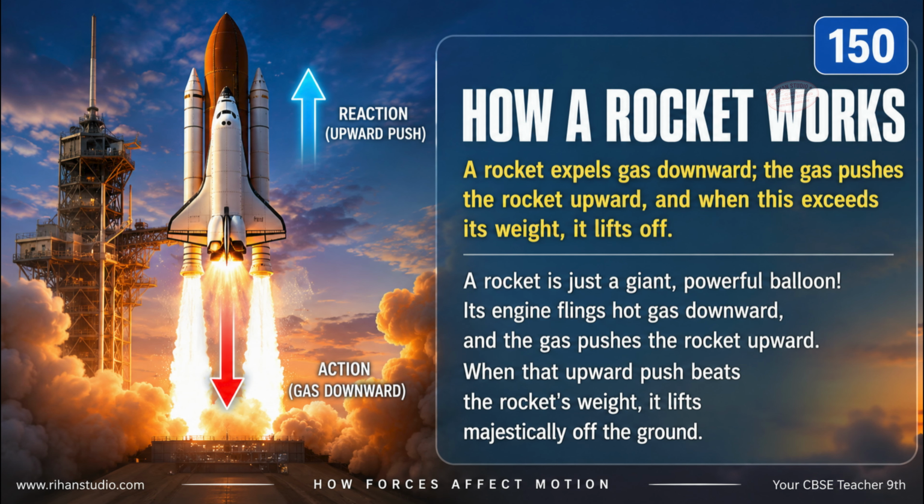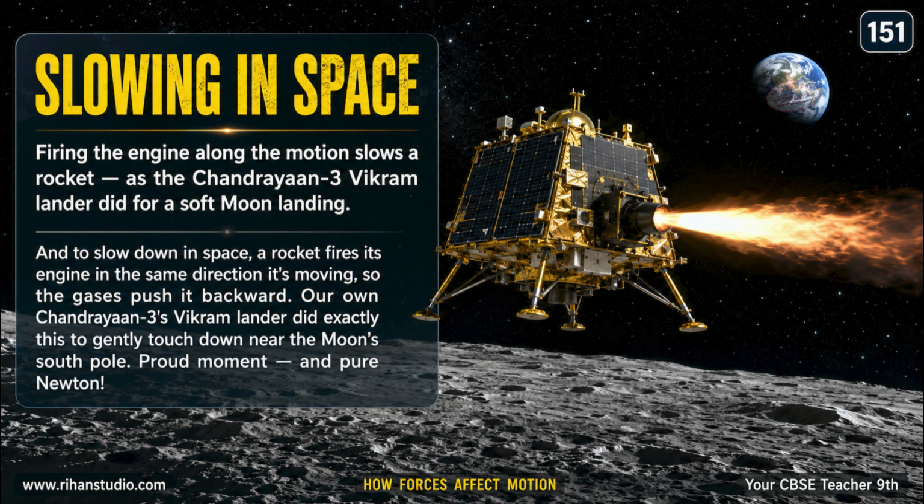How a rocket works. A rocket is just a giant, powerful balloon. Its engine flings hot gas downward, and the gas pushes the rocket upward. When that upward push beats the rocket's weight, it lifts majestically off the ground.